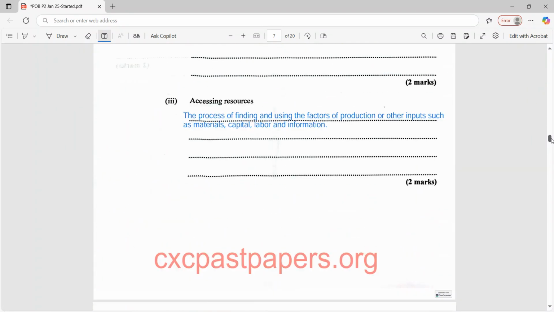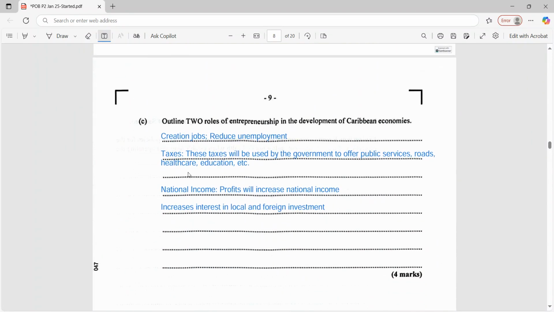Then it goes on to say, outline two roles of entrepreneurship in the development of the Caribbean economies. So, when people start businesses, right, they're going to create jobs. And in turn, that is going to reduce unemployment in the country. So, more persons are going to be employed. Taxes. Whenever you start a business, you will have to pay taxes. That is when you officially register the business. And taxes in turn are used to provide public services: roads, healthcare, education.